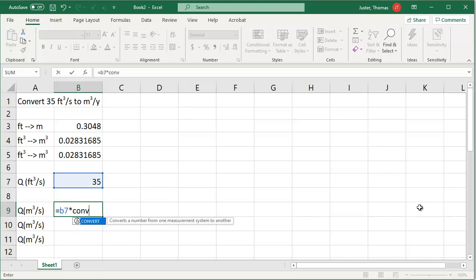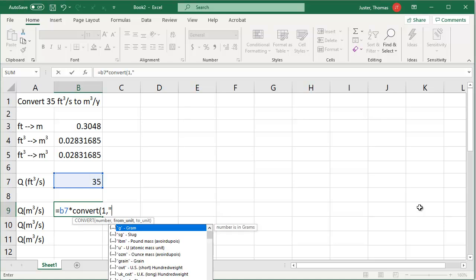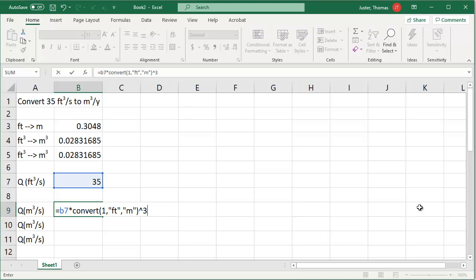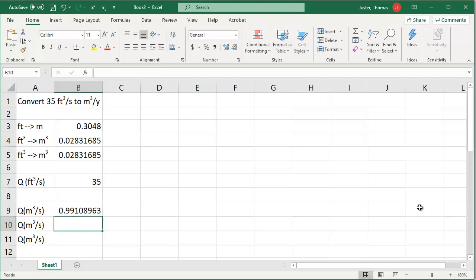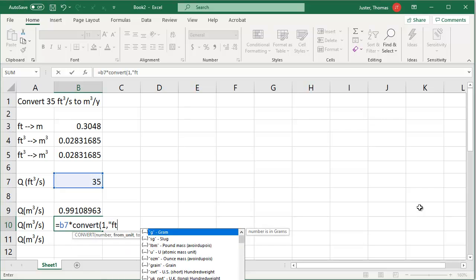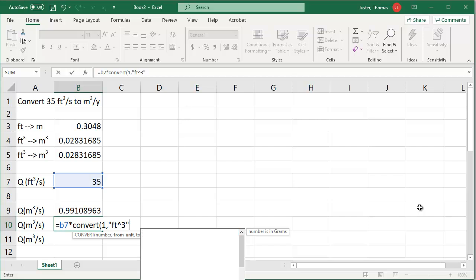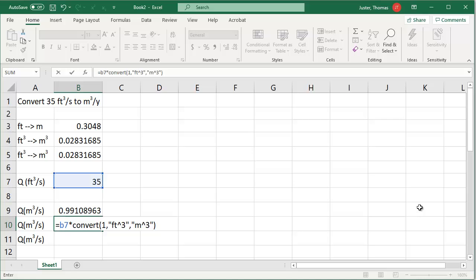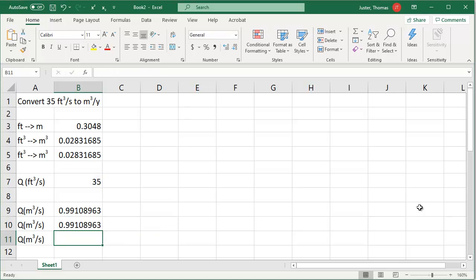So I'm going to take the conversion factor, the general one from cubic feet to cubic meters, and cube the whole conversion factor, right? There you go. Or I could use the second method where I embed the cubing within the CONVERT function. I could say, take B7 times the conversion factor of feet cubed, now within the quotes, to meters cubed within the quotes. There we go, same answer.